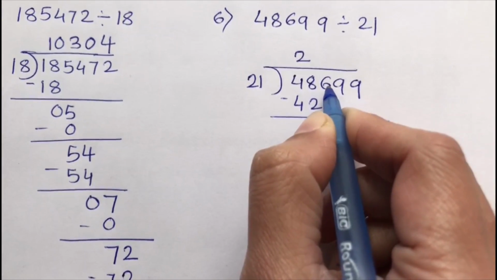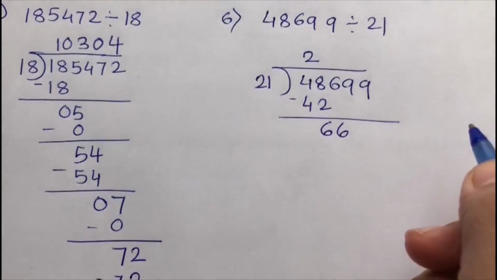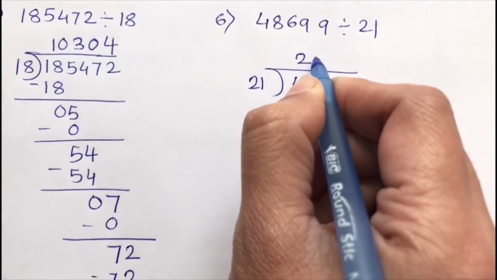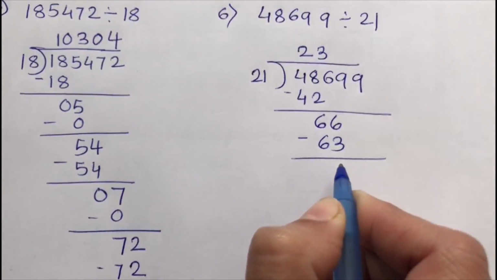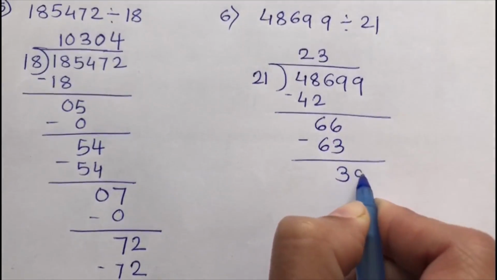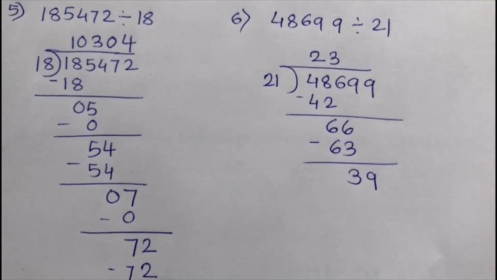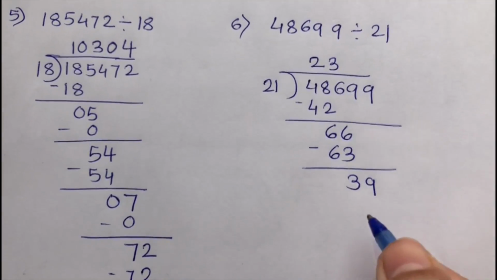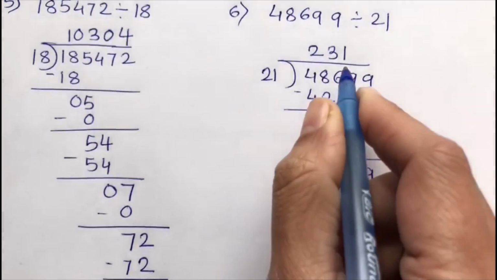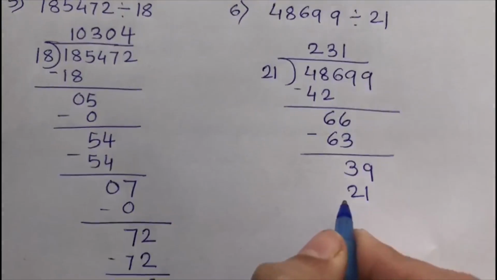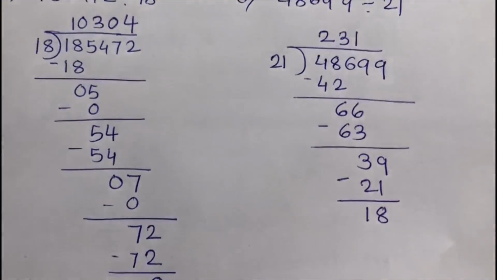Now take the next digit 6 down here, so the number becomes 66. As we know, 21 times 3 is 63. So when we subtract 63 from 66, we get 3. Take the next digit down, so the number becomes 39. There is no 39 in the multiplication table of 21, and the number less than 39 is 21. So 21 times 1 is 21. So I write here 1. And when we subtract 21 from 39, we get 18.